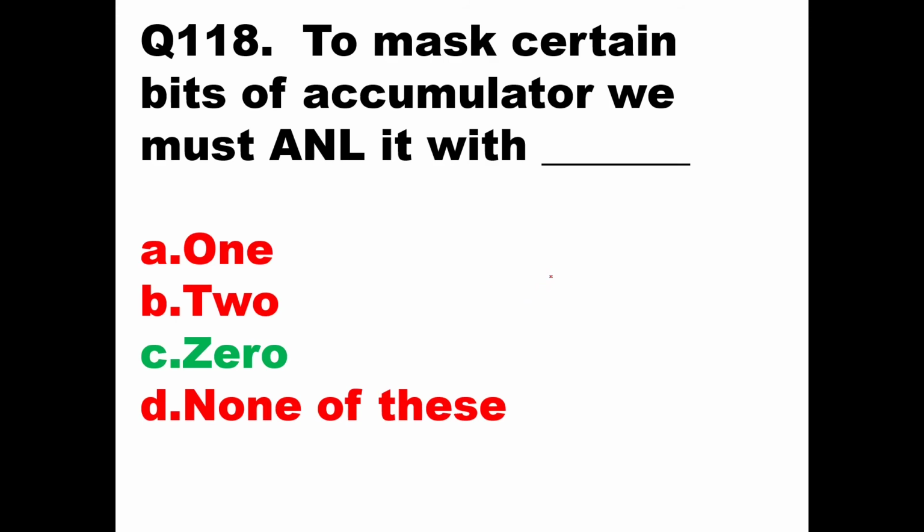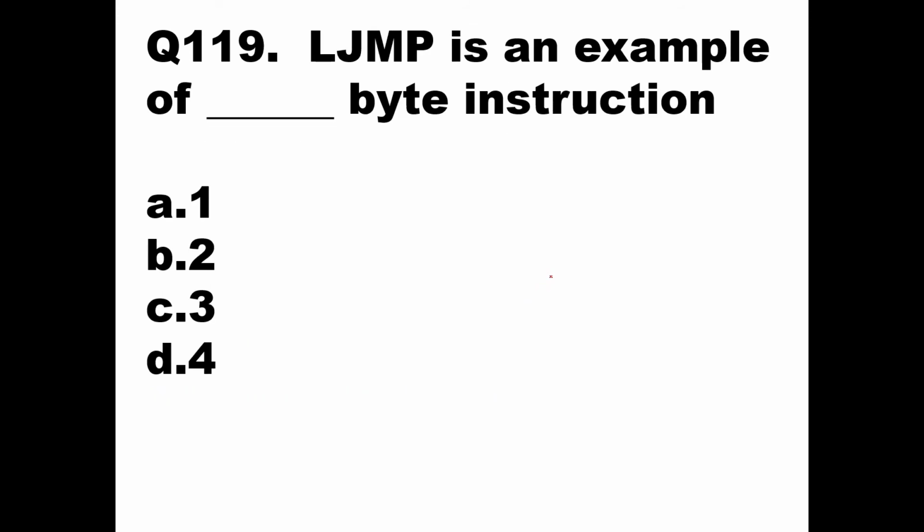Then we'll go to the next question, question number 119. LJMP, long jump, is an example of how many byte instruction? For long jump, first you will have a byte for the opcode and then the 16-bit address, and in that address 2 bytes will be there. So totally the opcode and 2 bytes altogether will be 3 bytes. So LJMP is an example of a 3-byte instruction. Here option C will be the right option, 3-byte instruction.